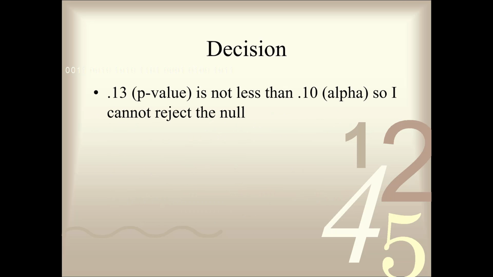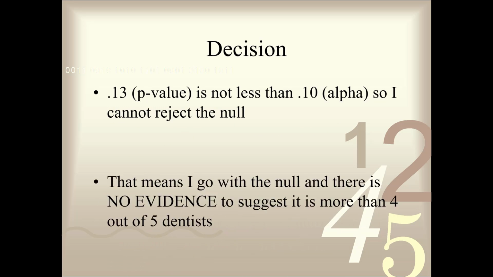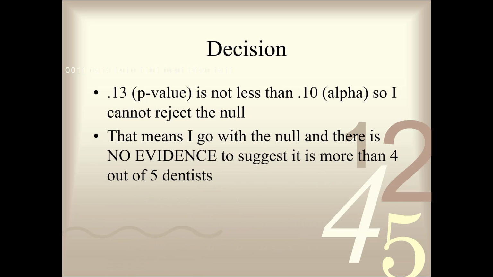Okay. So 0.13 is not less than 0.1, so I can't reject the null. That means I don't have enough evidence to suggest that it's more than 4 out of 5 dentists. Remember, I'm trying to find evidence for the alternate or not. I'm not trying to prove or disprove the null. It's just that if I don't have enough evidence, then I have to go with the null. If I don't have enough evidence for guilt, then I have to go with innocence.